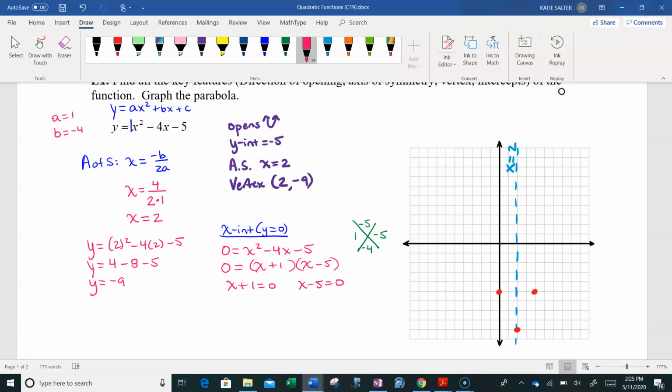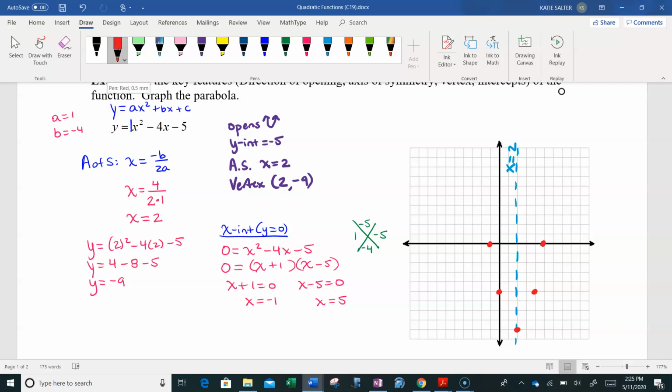And then we solve. So we would subtract 1 here and we get x is equal to -1. And we would add 5 here and we get x is equal to +5. So those are 2 more points on here. One's at -1, one's at +5. And if you look at it, it makes sense. You're kind of checking that symmetry again.